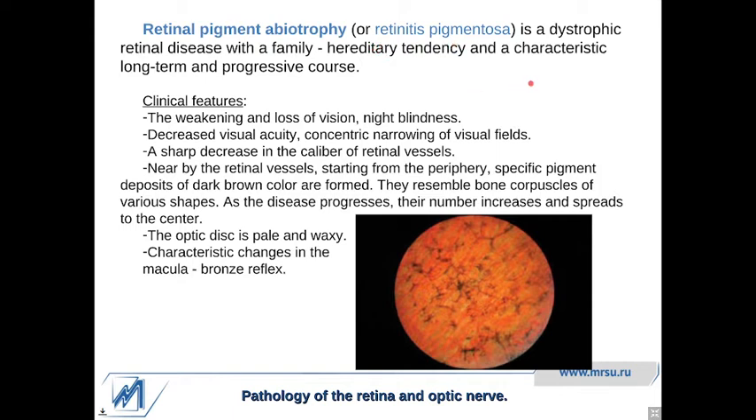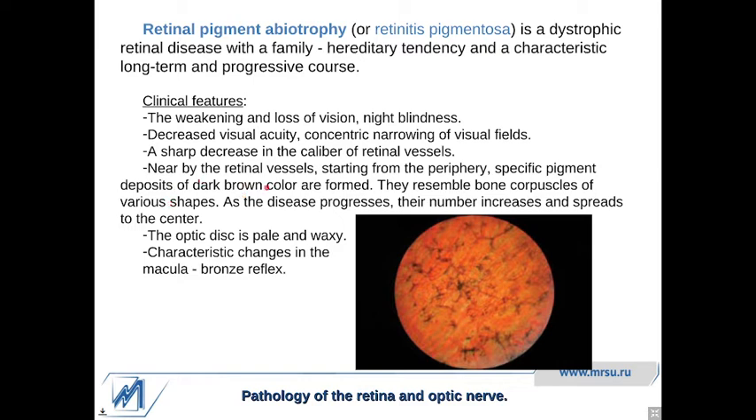Be careful. It is a dystrophic retinal disease with a family hereditary tendency and a characteristic long-term and progressive course. Some clinical features: weakening and loss of vision, night blindness. It is one of the first main features, night blindness. Decreased visual acuity, concentric narrowing of visual fields, a sharp decrease in the caliber of retinal vessels.